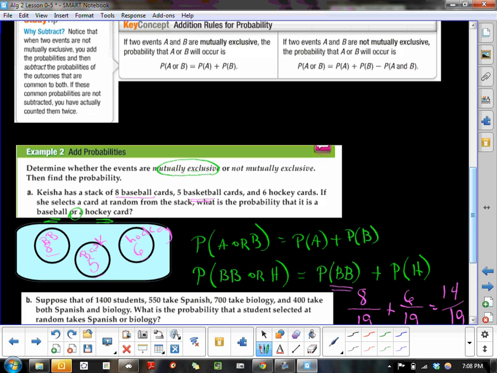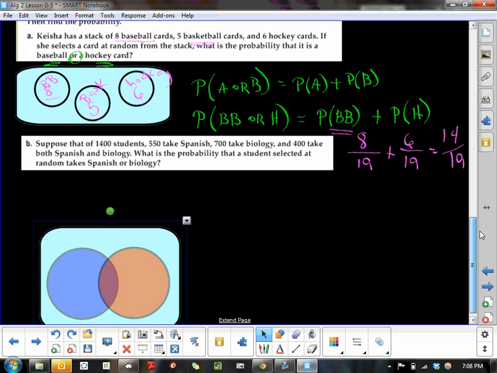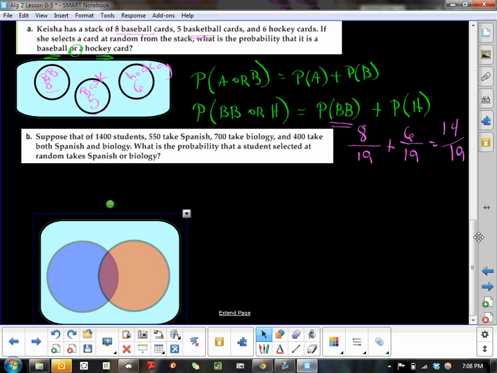So that's a total of 14 out of 19. And we could convert that to a percentage once again. If that were a big issue, then I would go ahead and do that. But a fraction works just fine. So, second example. Suppose that of 1,400 students, 550 take Spanish, 700 take biology, and 400 take both Spanish and biology. What is the probability that a student selected at random takes Spanish or biology?